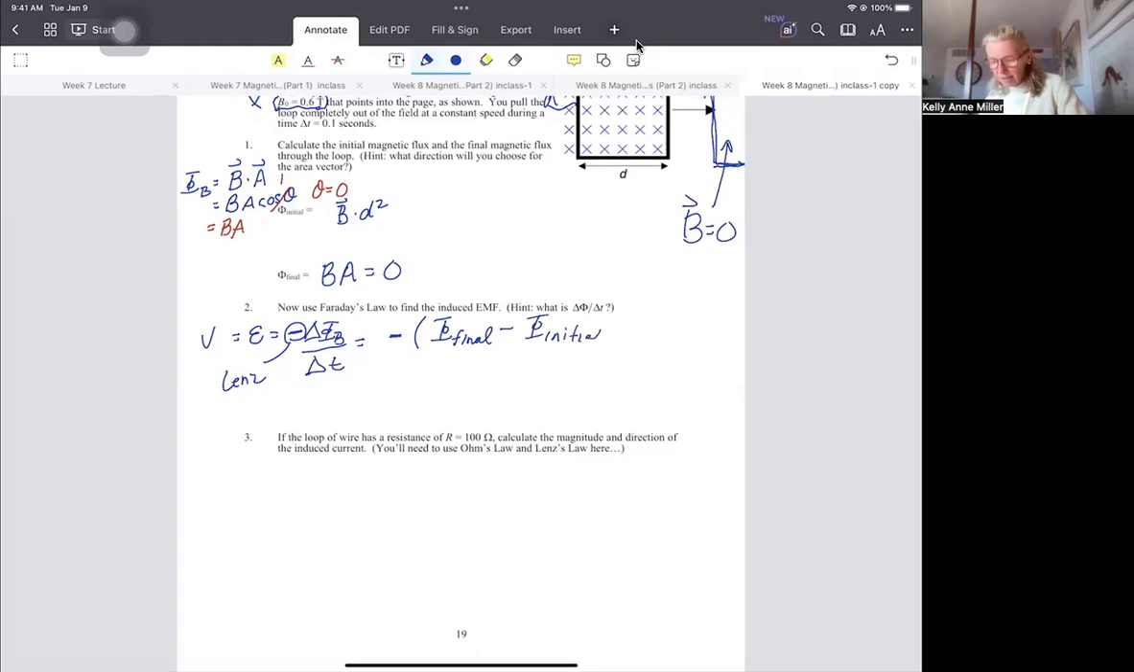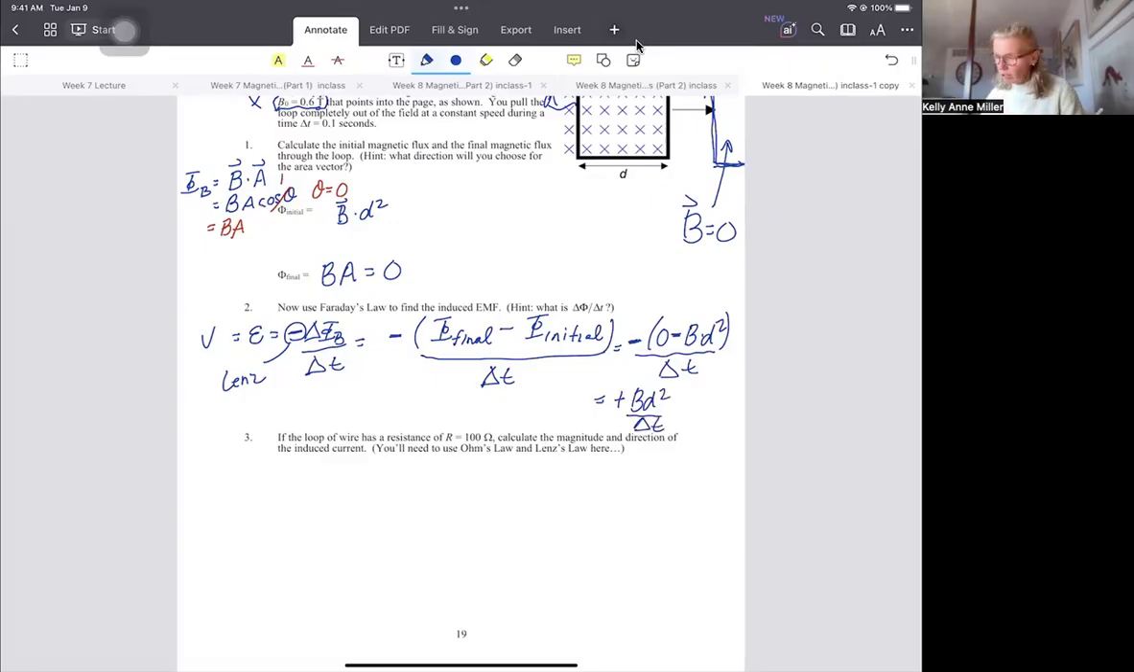It's like final minus initial, right? Divided by the time. And so this is just going to be minus 0 minus B times D squared over delta T. Okay, and then I can plug the numbers in, but the negative sign and the negative sign gives me a positive sign. So that's going to be B D squared over delta T.